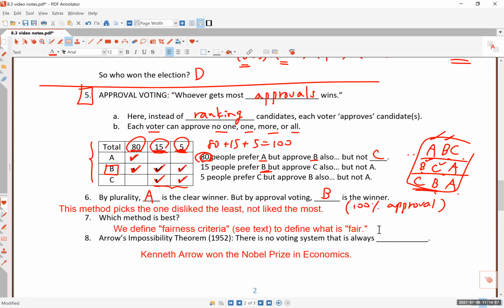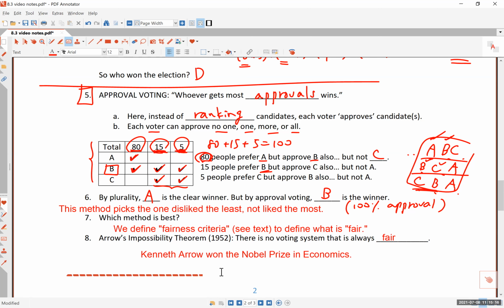So Kenneth Arrow won the award, the Nobel Prize in economics for this work called Arrow's impossibility theorem, which states that there is no voting system that is always fair. And the fairness is defined by these fairness criteria.